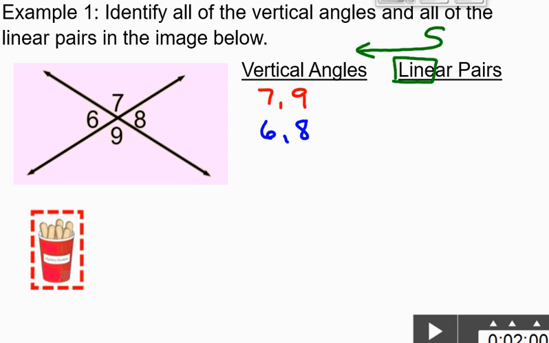I'm just going to give you a couple examples to put in your notes. So 7 and 8 are linear pairs, and so are 8 and 9. Well, let's just put them all on there. 6 and 9 are linear pairs, and 6 and 7 are linear pairs.